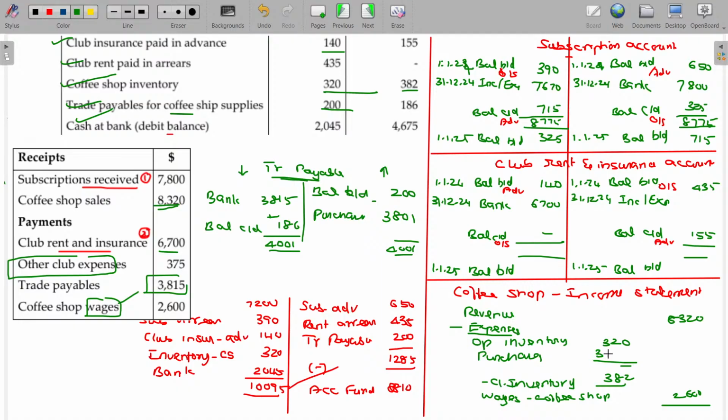So purchases being 3,801. The total value, if you add up this, 4,121. From that, if you subtract 382, the ultimate value being 3,739. If you subtract these two from 8,320, your profit from operating this shop being 1,981. So profit from operation.